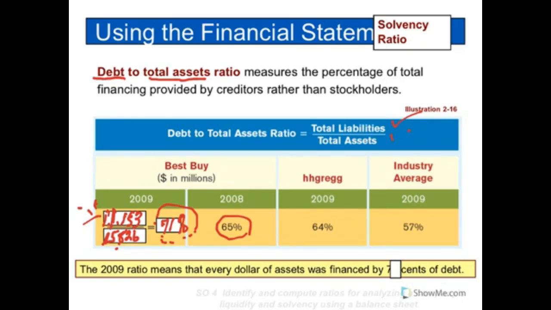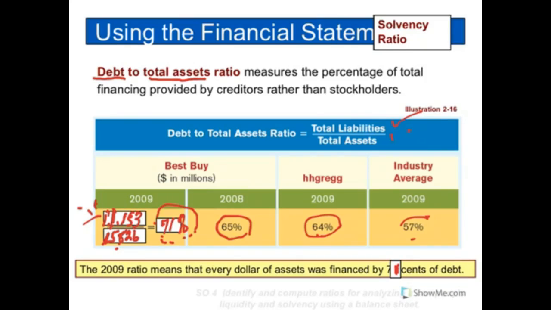Now, how does that compare to the industry? Well, the industry is around 64%. Not the industry, the competition. The industry is 57%. So this ratio means that for every dollar of assets, it's financed by 71 cents of debt. And that is your solvency ratio.